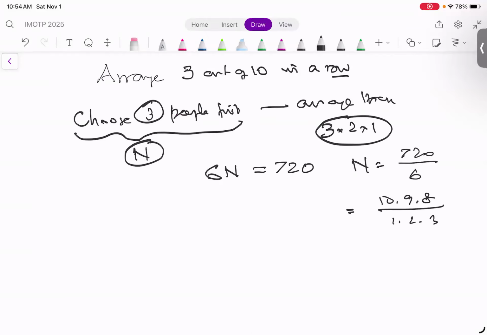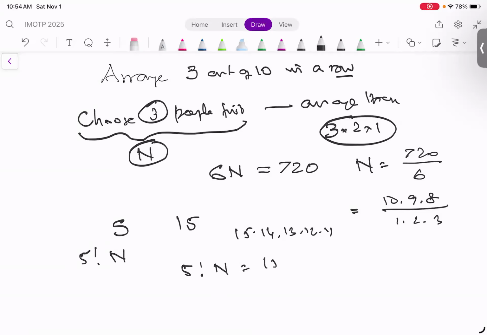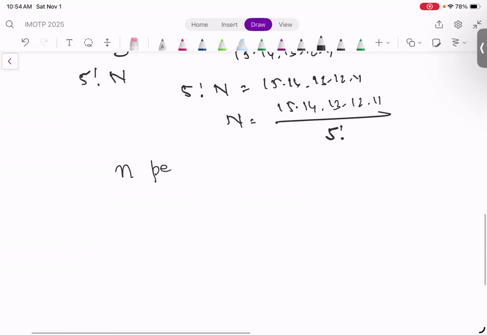Now, instead of 3 and 10, suppose I have, let us say, 5 and 15. Same way, it will be 15 into 14 into 13 into 12 into 11. And suppose I can choose 5 people in n ways, and these 5 people can be arranged in factorial 5 ways. Therefore, my factorial 5 into n must be equal to 15 into 14 into 13 into 12 into 11. So my number of ways of choosing is 15 into 14 into 13 into 12 into 11 divided by factorial 5. Correct?